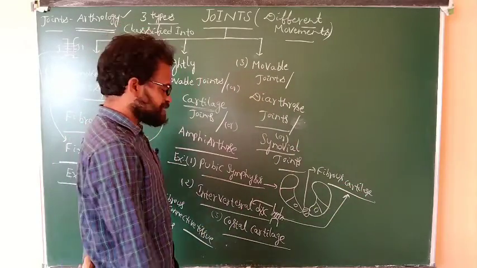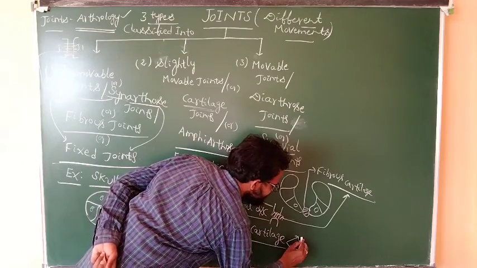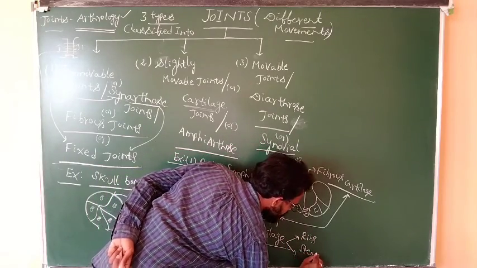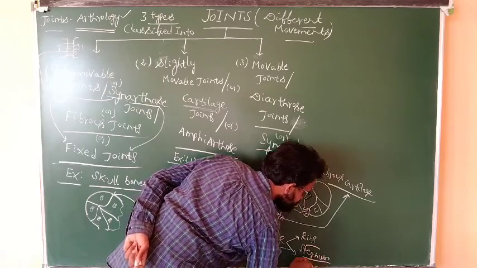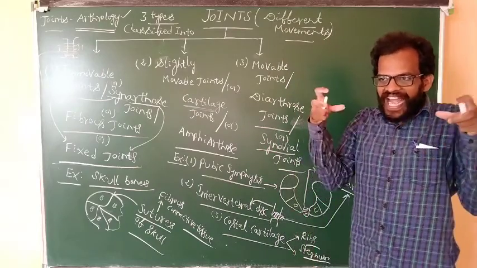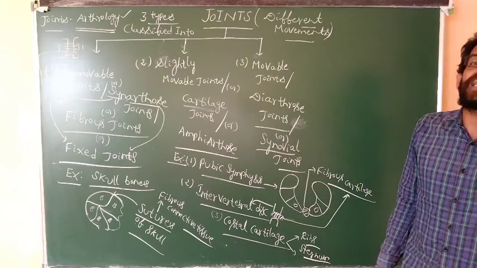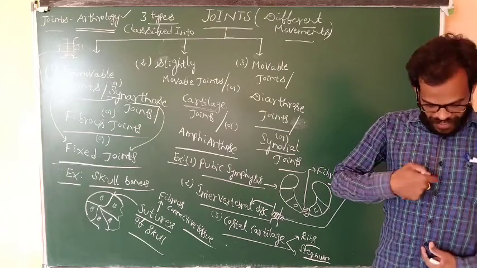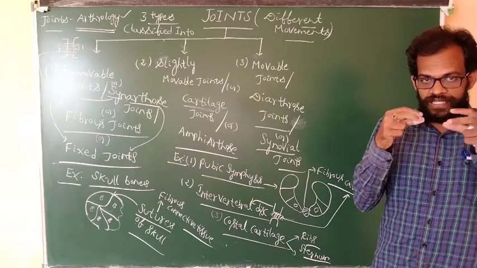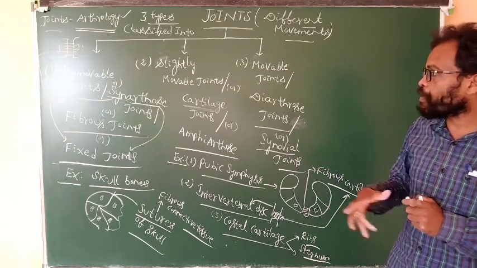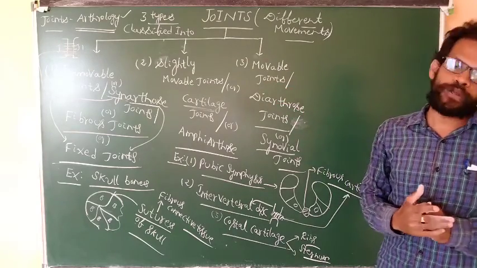If you observe the costal cartilage, the ribs and sternum are attached with the help of cartilage. What is the cartilage? Fibrous cartilage. The ribs and sternum are also slightly movable joints.